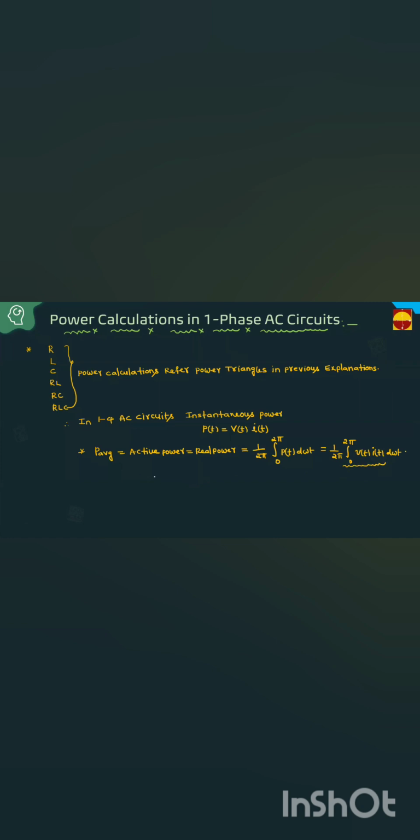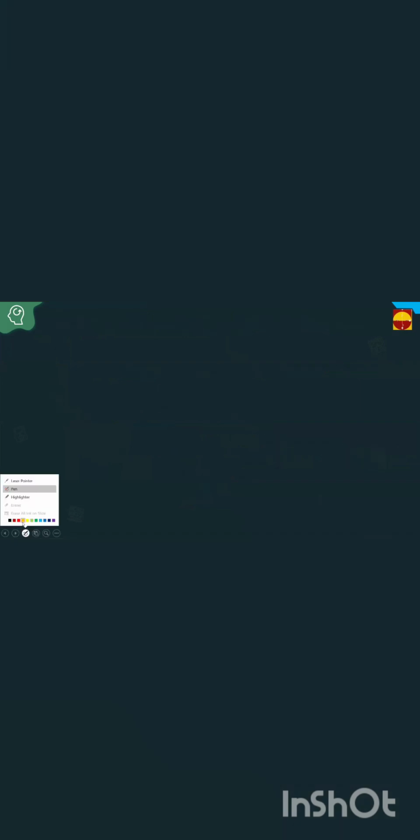We know that in single phase AC circuit, the active power P equal to VI cos phi, and V is the RMS value, I is also RMS value. But this VI cos phi is the average value. Now see three different cases of calculation of power in AC circuits.